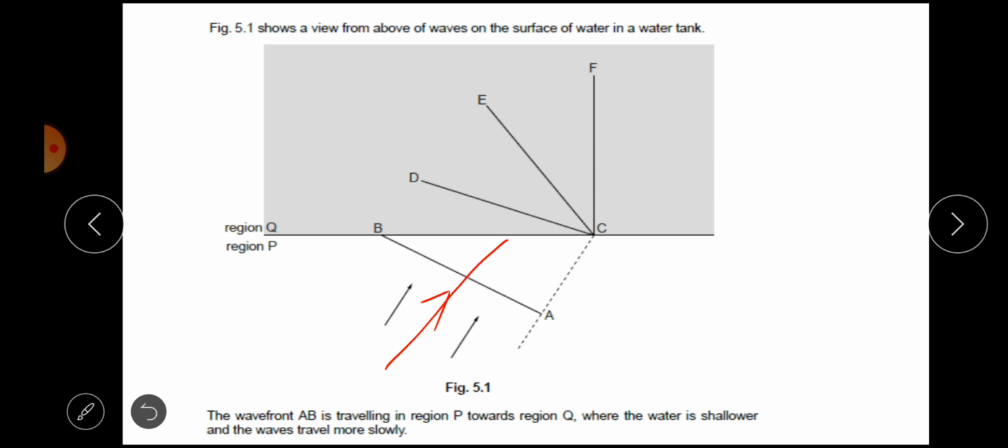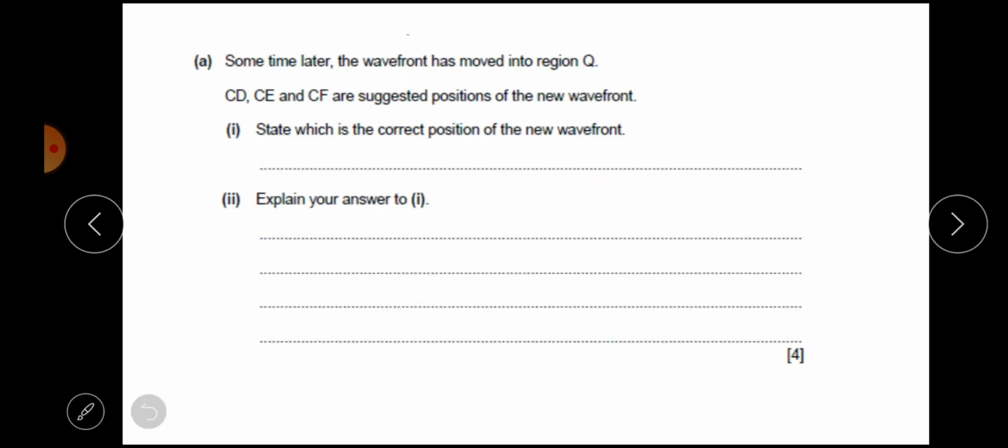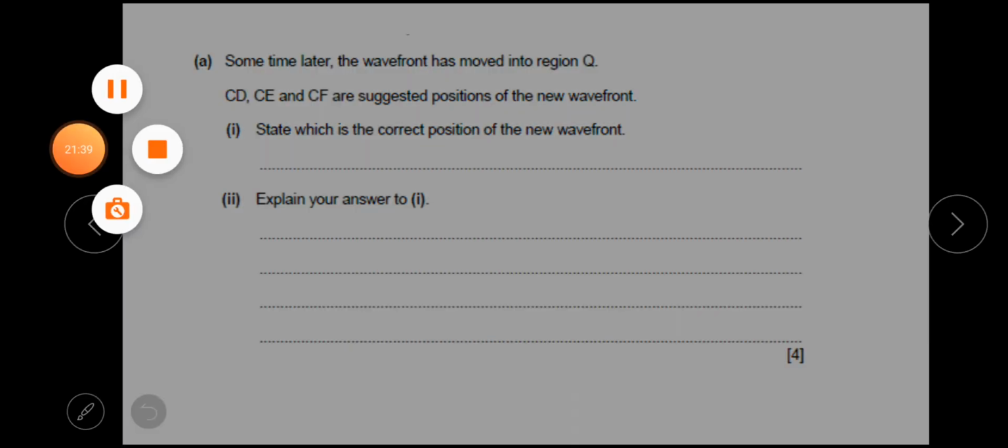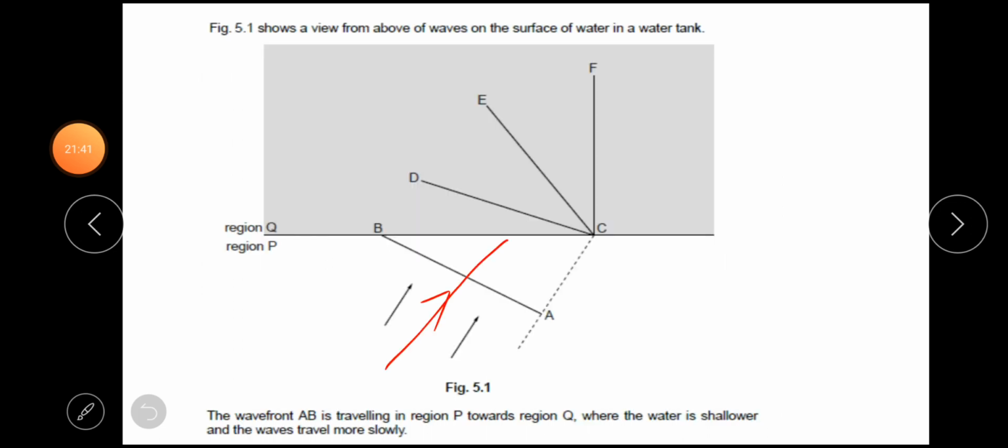So now we will need to find out which one is correct here. Let's read the question. Sometime later, the wavefront has moved into region Q. C D, C E, C F are suggested positions of the new wavefront. State which is the correct position of the new wavefront. Sorry for that again. Is it C D, C E, or C F?